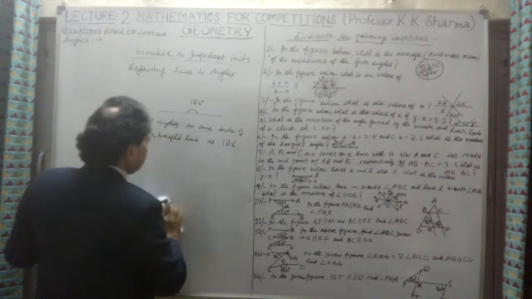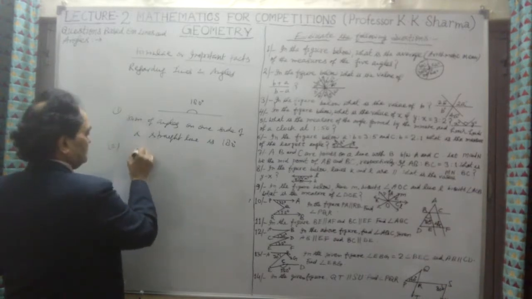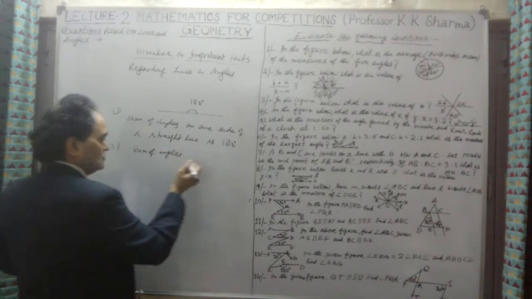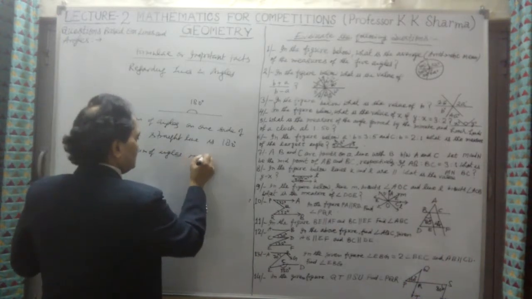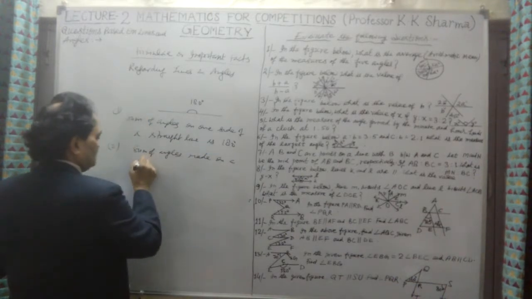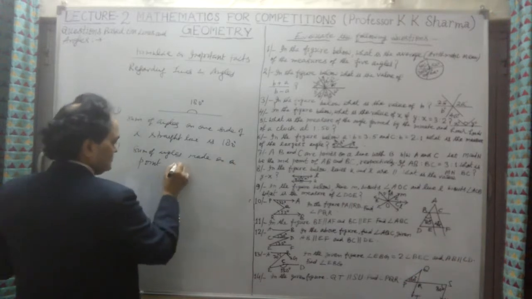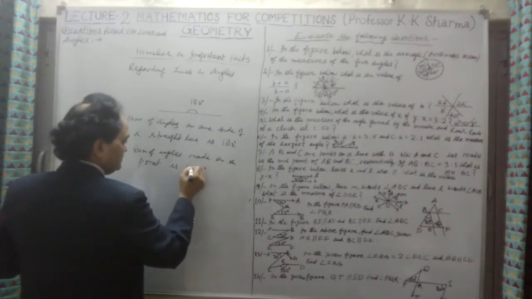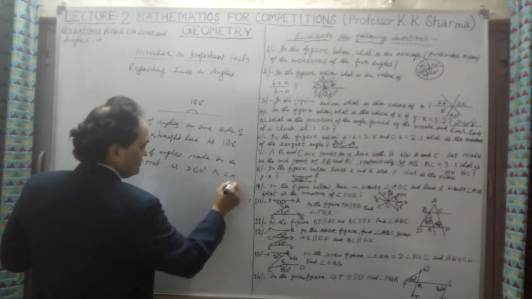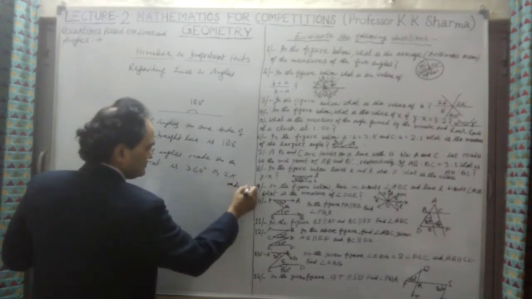Then second point: the sum of angles made on a point is 360 degrees, or 2 pi radians. This is in degrees and this is in radians.